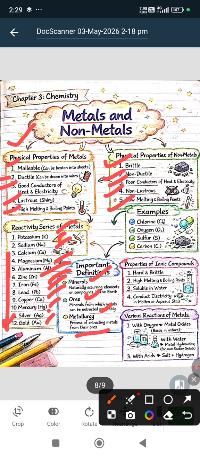Properties of ionic compounds: ionic compounds are hard and brittle. They have high melting and boiling points. They are soluble in water. They conduct electricity in molten or aqueous state. Various reactions of metals: with oxygen they form metal oxide. With water they form metal hydroxide. With acid they form salt and hydrogen.